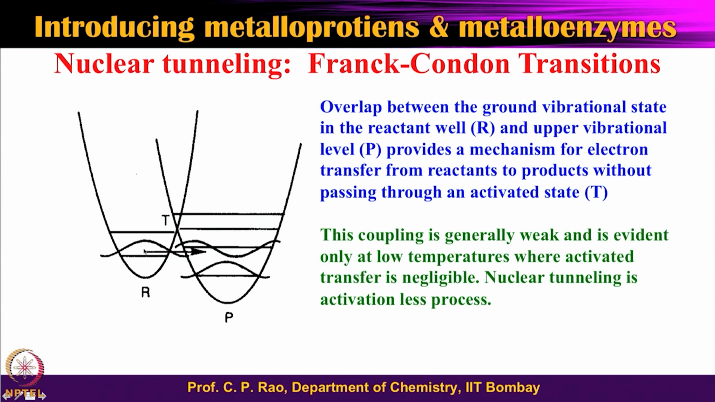So, you can see that these are the excited vibrational states of the ground electronic state, and this is matching with the product vibrational states, which are higher. Therefore, there is a direct transfer going through, which is basically a kind of nuclear tunneling process. This kind of coupling is generally not so strong, very weak, and is found mostly at low temperatures where activated transfer is negligible. So, nuclear tunneling is an activationless kind of process. In other cases you always have the activation barrier.